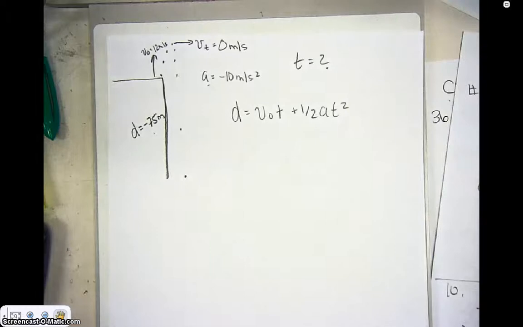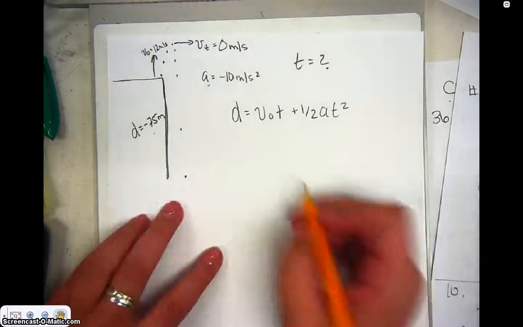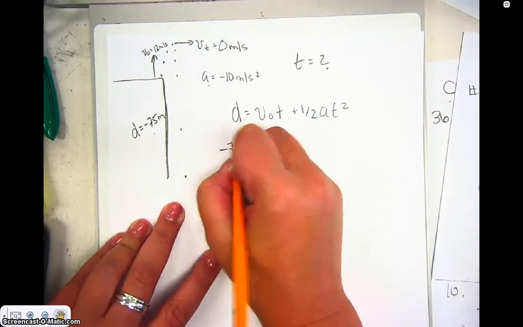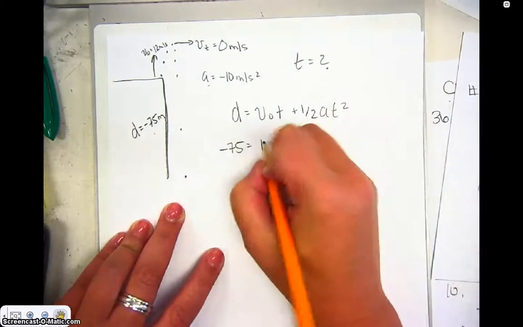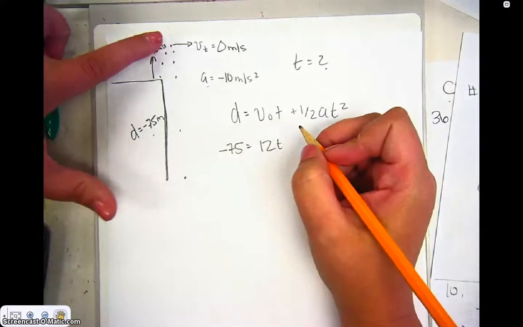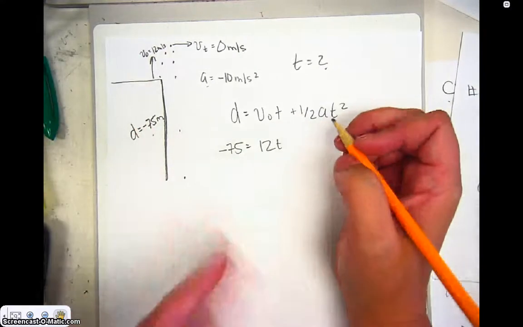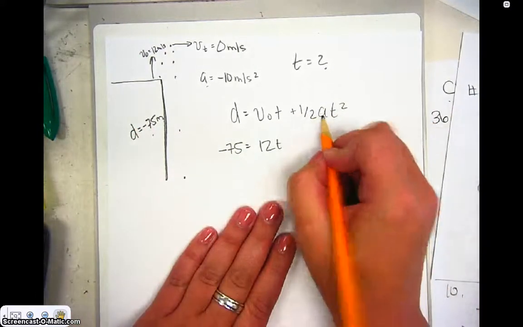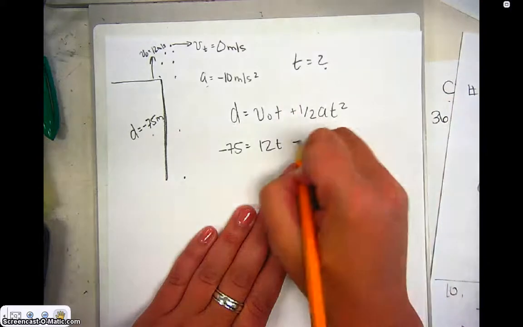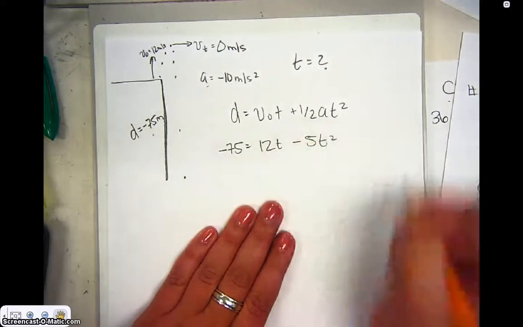Now it's going to be a bit of a pain because it is a quadratic and there's two T terms in there, so I'm going to have to use the quadratic formula. But it just takes a little bit longer, right? So let's plug in. We got negative 75 equals 12T, and I'm ignoring the units now so you can just see it. 1/2 of negative 10, so it would be minus 5T squared.